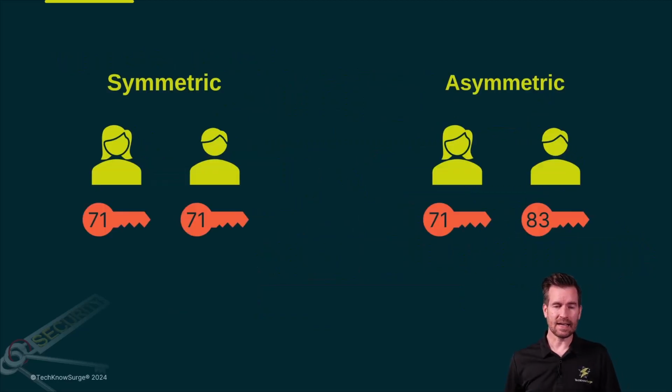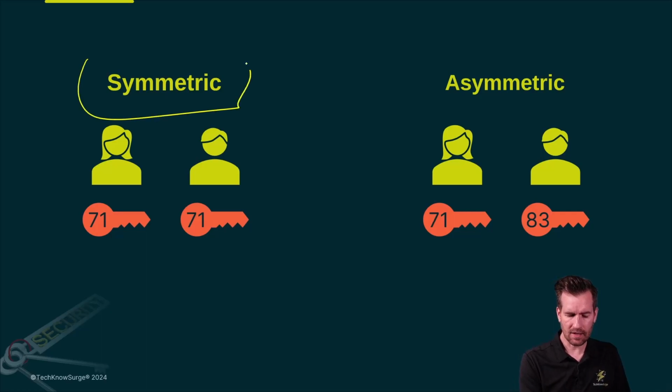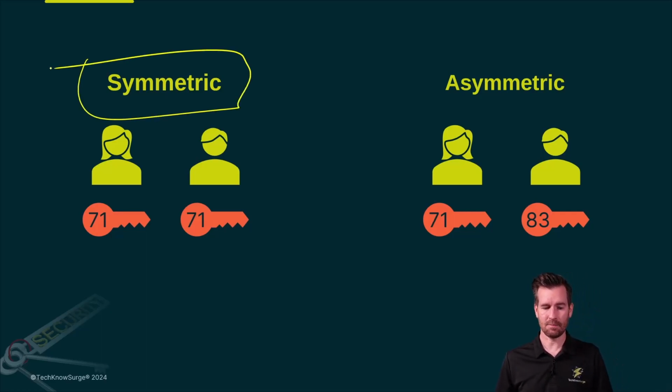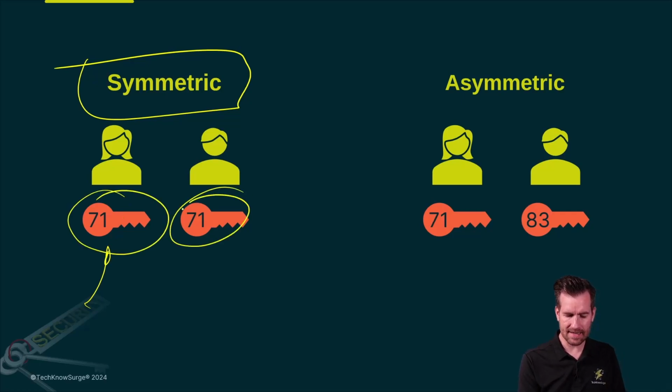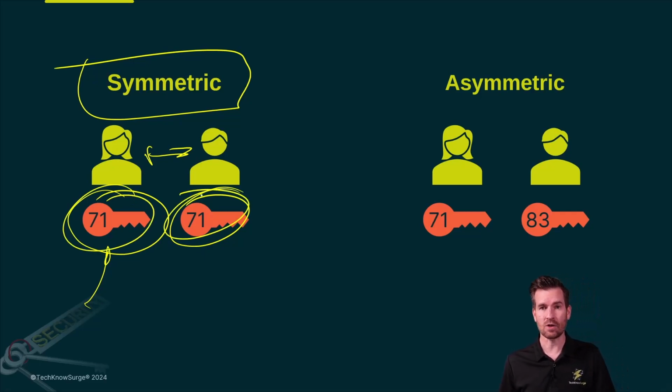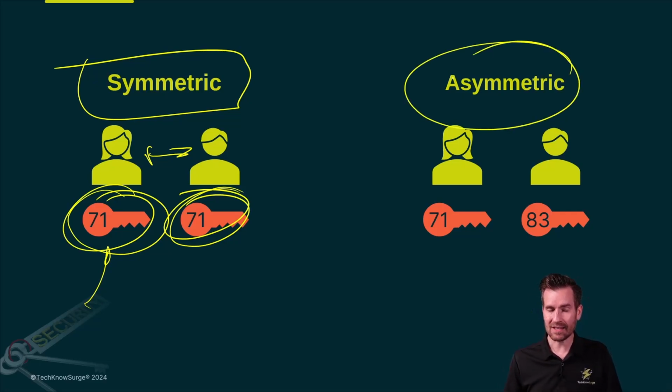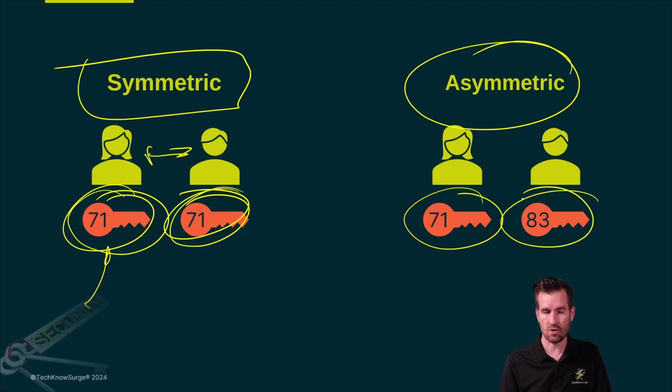The name really does say it all. Symmetric just means something's the same on both sides. So in this example right here, we see that the keys are exactly the same. So if these two people were communicating, they would be using the same keys to encrypt and decrypt that message. Asymmetric means that there's actually a difference between the two keys that the two users are using, that it's not the same on both sides. And so this is asymmetric encryption.